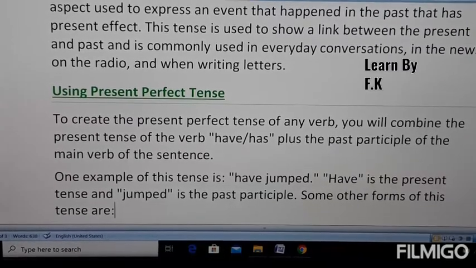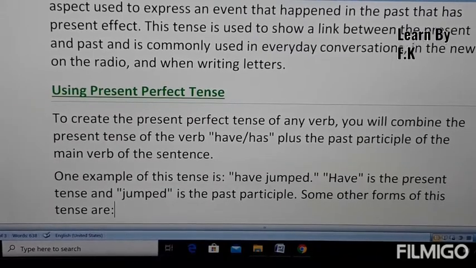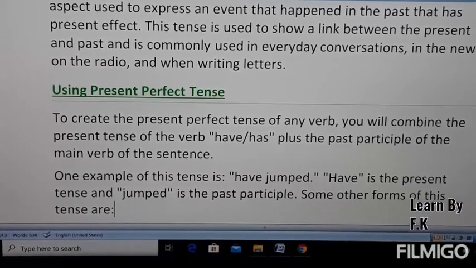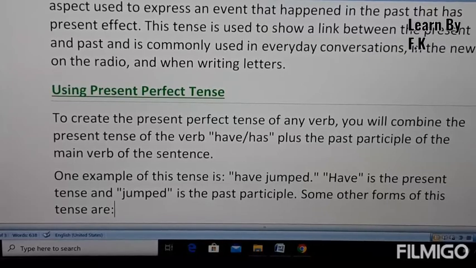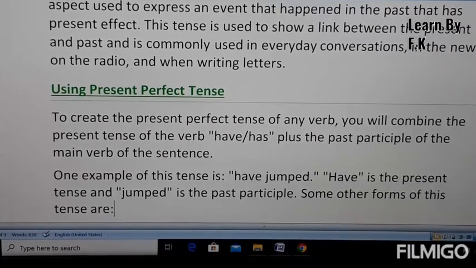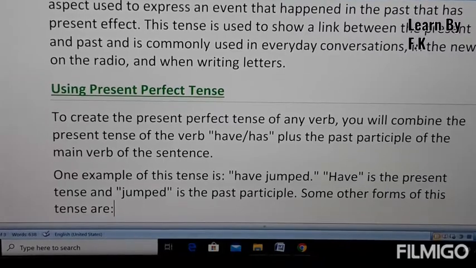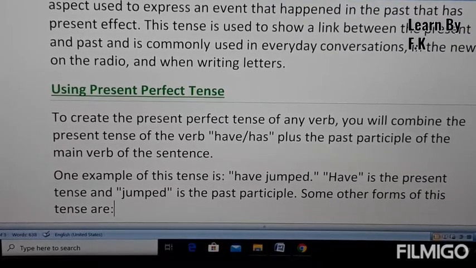Using present perfect tense. To create present perfect tense of any verb, you will combine the present tense of the verb has or have plus the past participle form of the main verb of the sentence. This is a simple way to use the present perfect tense.